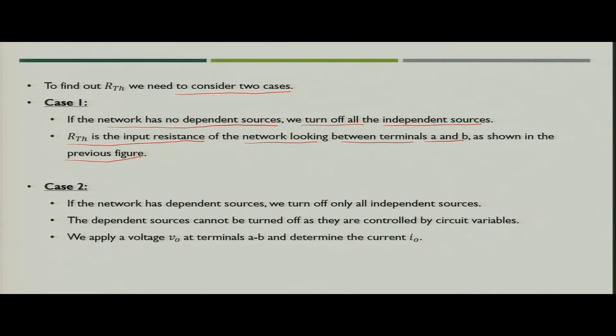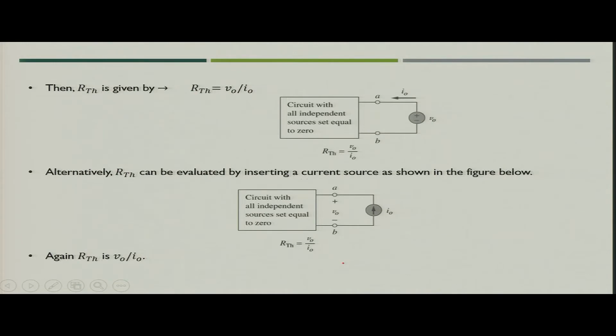Now, in case 2, when the network has dependent sources also, we cannot switch off the dependent sources because they are controlled by some circuit variable. So, what will happen in that case? You will only switch off the independent sources while keeping the dependent sources on, and then you will analyze the circuit. How? You have to simply apply one voltage V naught at the terminals AB and determine the current I naught.